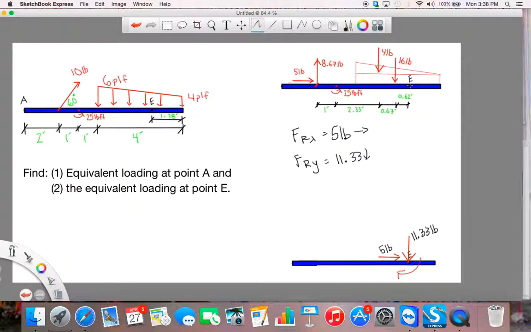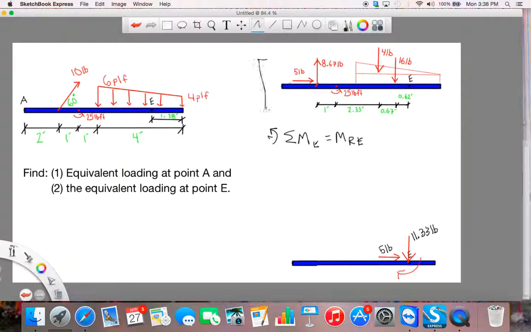What has changed is where we're summing our moments. So now the resultant couple might be different. We can go through and sum the moments about E, and we're going to get some moment resultant at E.